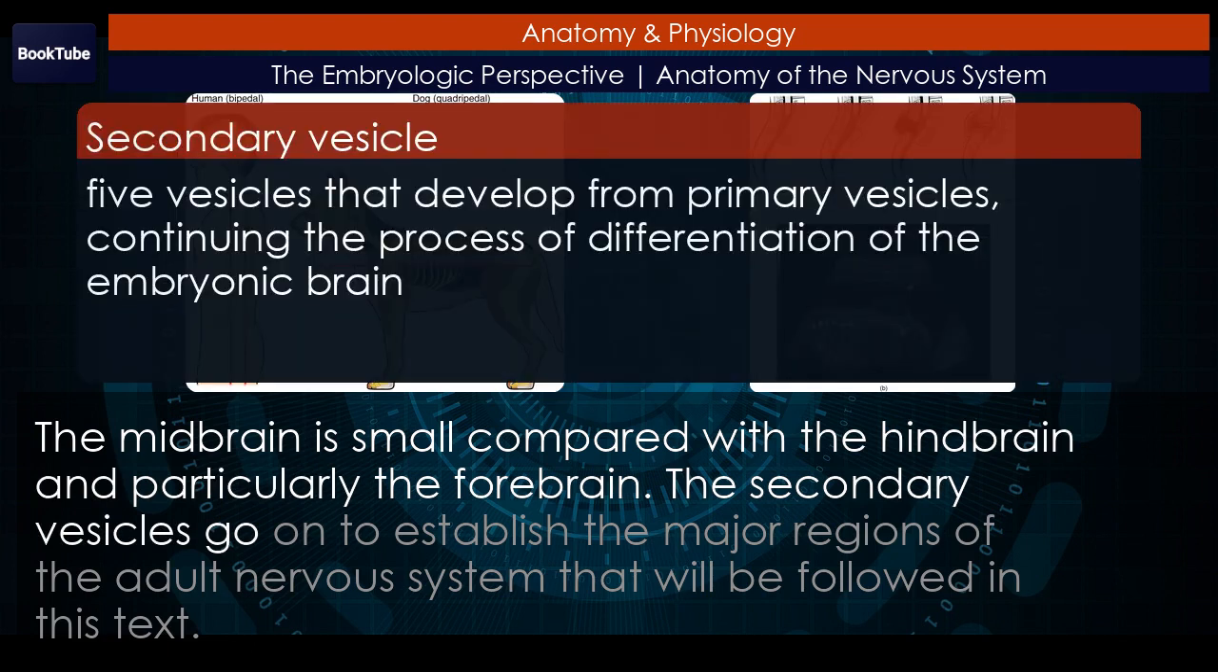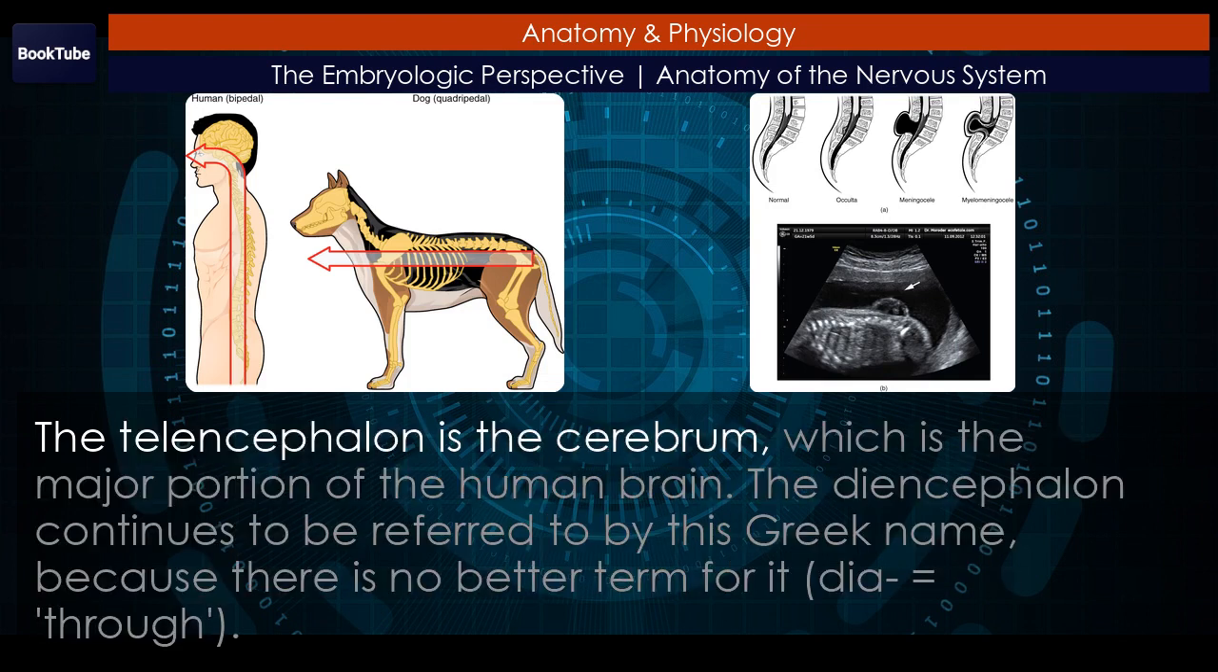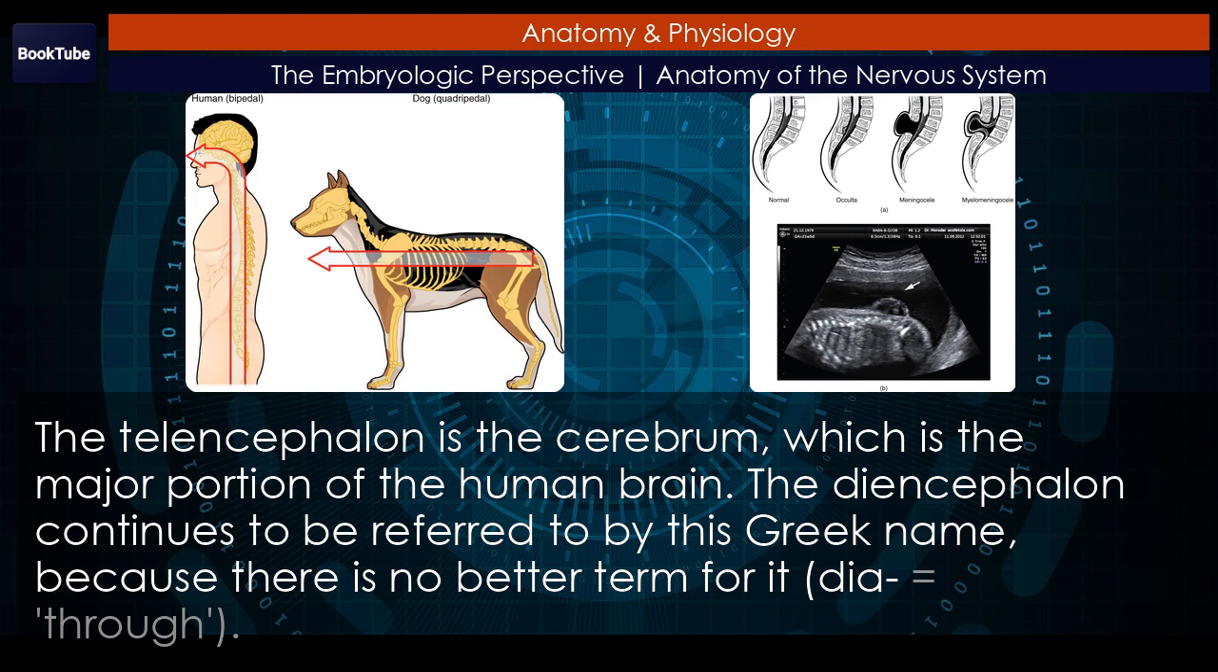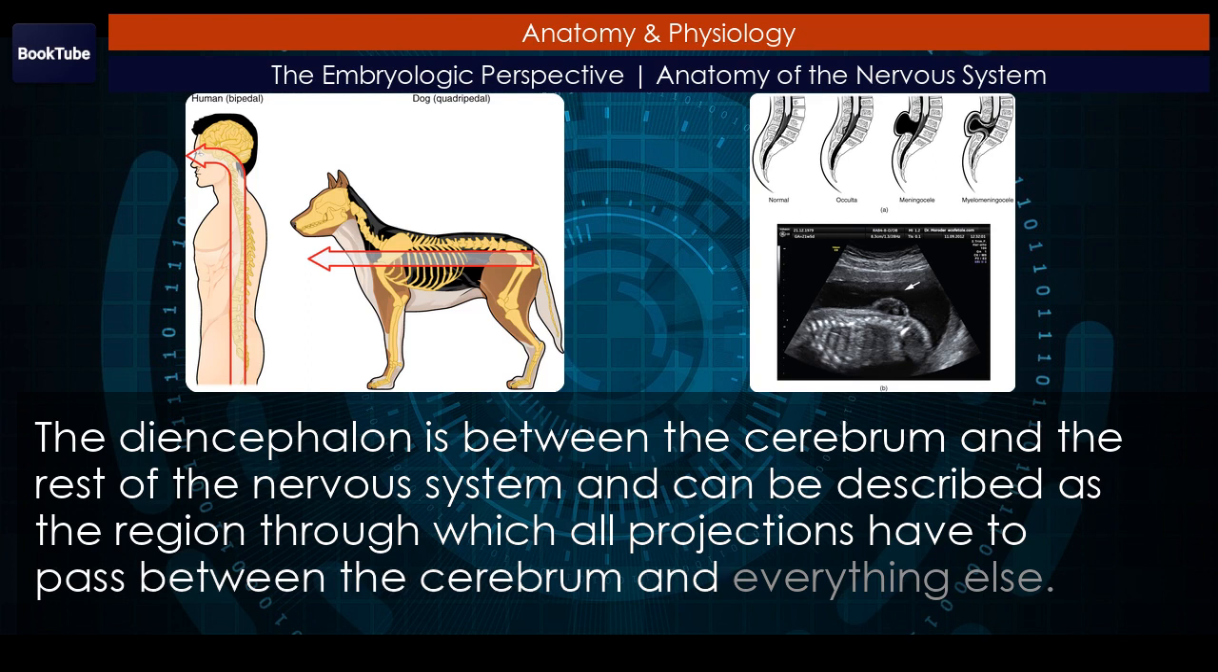The secondary vesicles go on to establish the major regions of the adult nervous system that will be followed in this text. The telencephalon is the cerebrum, which is the major portion of the human brain. The diencephalon continues to be referred to by this Greek name, because there is no better term for it. Dia equals through. The diencephalon is between the cerebrum and the rest of the nervous system and can be described as the region through which all projections have to pass between the cerebrum and everything else.